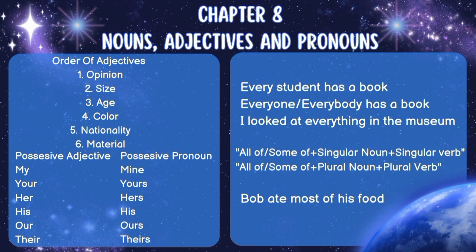Using every. Every is immediately followed by a singular noun, not a plural noun. For example, every student has a book. Everyone and everybody are followed by a singular verb. For example, everyone or everybody has a book. Everything is followed by a singular verb. For example, I looked at everything in the museum.